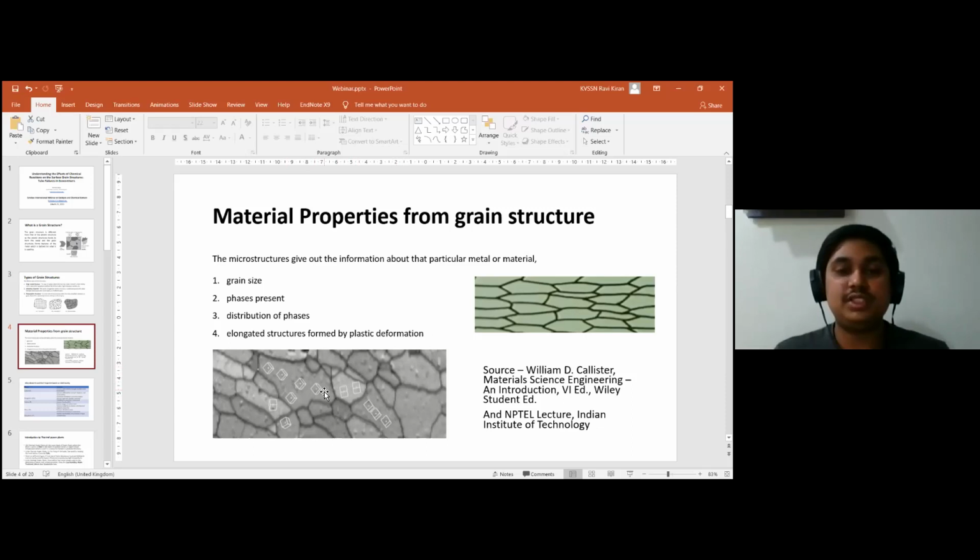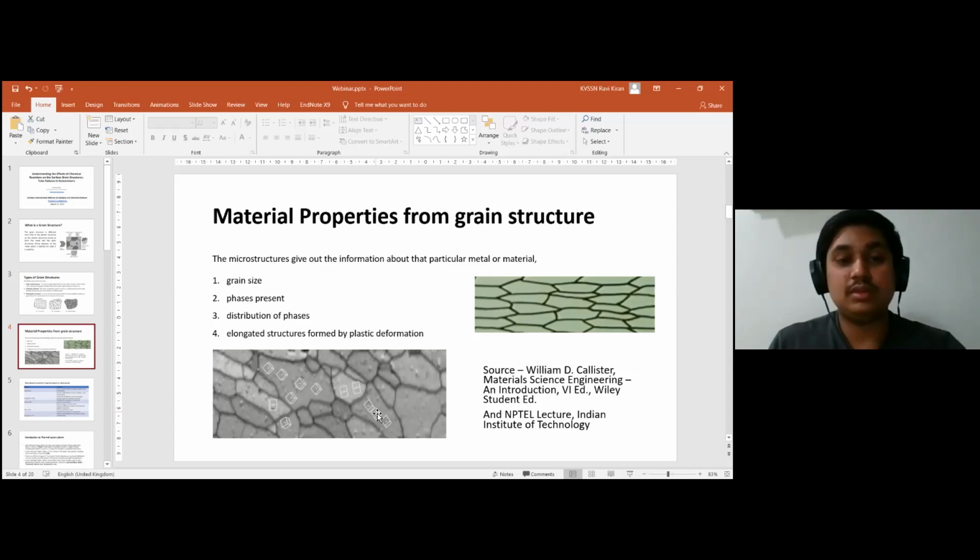So it is important to understand how these phases are distributed among the grains, in order to understand the properties of that particular metal or material, whether it is ductile, whether it is hard, whether it is used for high temperature materials, high temperature applications, etc.